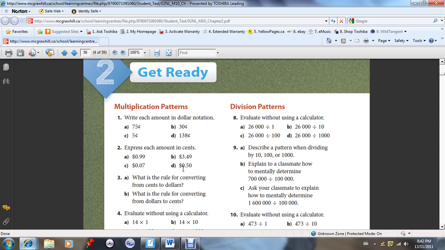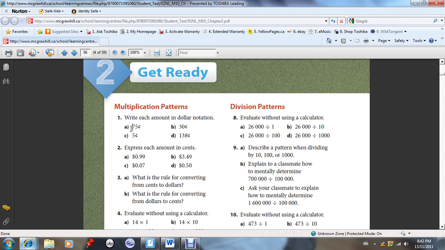Write each amount in dollar notation. How would you write 75 cents as dollar notation? You would simply move your decimal place back 2 places. You would start right here where the little blinking cursor is, and you'd go back 2 decimal places, to right here. Put a 0 in front of that and a decimal. You got $0.75, okay? And your teacher who's in there will be able to give you some help, as well as another classmate. Pretty easy stuff, pretty much stuff we've seen before.